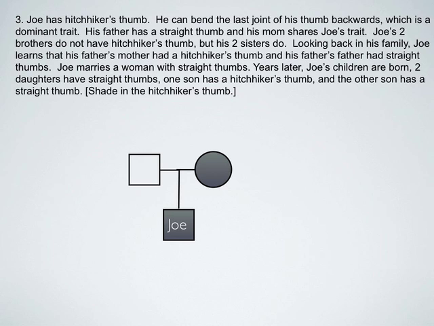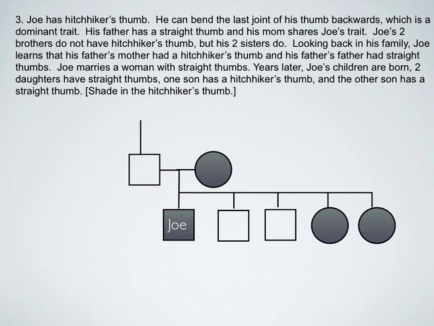Joe has two brothers and two sisters. Some of you ran into this problem: this is where I'm putting his brothers and sisters. Why did I put them all on one side? To leave room for his wife on the other side. So then we have his two brothers and two sisters. The two brothers don't have it, the two sisters do. He looks back in his family and finds his father's mother had a hitchhiker's thumb. His father did not.